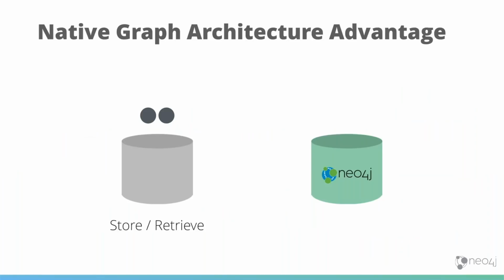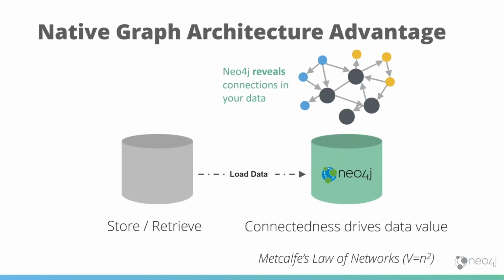So the core advantage of Neo4j and of the graph architectures in general, if you compare it to a relational technology that's really designed to simply store and retrieve your data, versus if you take that same data and put it into a graph environment, what you start to reveal is the connectedness of that data. And the connectedness is really what drives your core data value. I like to use Metcalfe's law of the network to really illustrate how you can develop more and more value out of the information that you have today simply by using Neo4j to reveal the connectedness of that data.